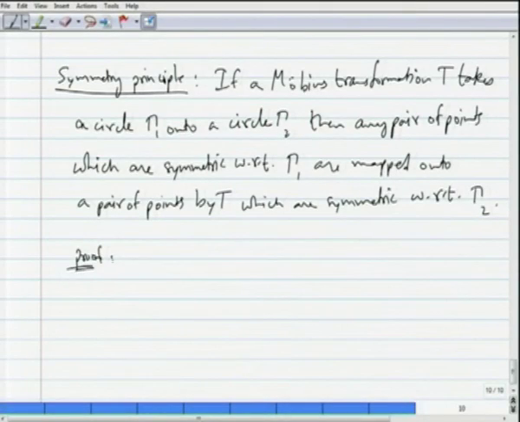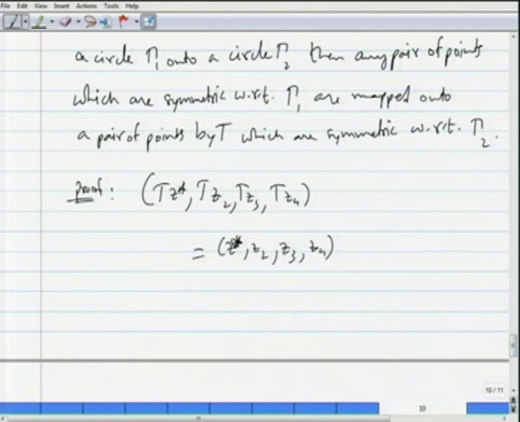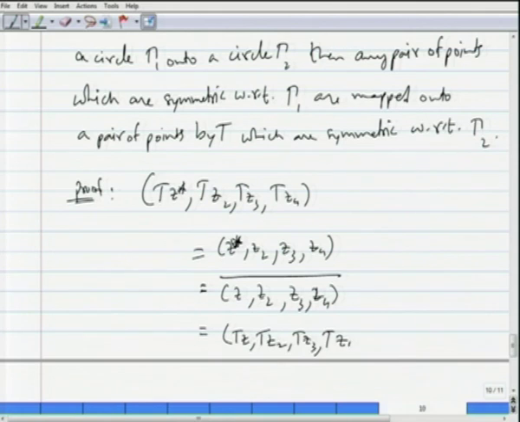Okay, and the proof is very easy. We have to show that the cross ratio (T Z star, T Z 2, T Z 3, T Z 4) is equal to the conjugate of (T Z, T Z 2, T Z 3, T Z 4). But this is equal to (Z star, Z 2, Z 3, Z 4) via a property we had earlier, that the cross ratio remains invariant when all the points are moved via a Mobius transformation. And this is equal to the conjugate of (Z, Z 2, Z 3, Z 4), because Z star and Z are symmetric with respect to gamma 1. And that is equal to, once again by that invariance via Mobius transformation, the conjugate of (T Z, T Z 2, T Z 3, T Z 4). So that completes the proof.